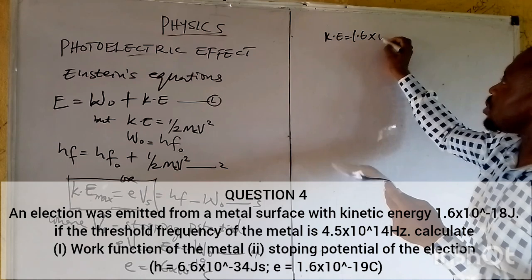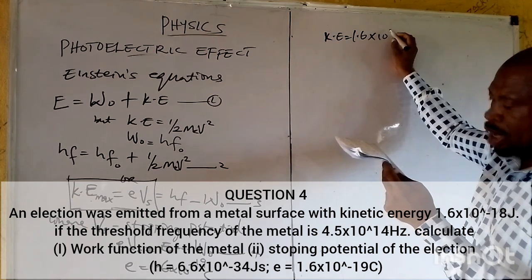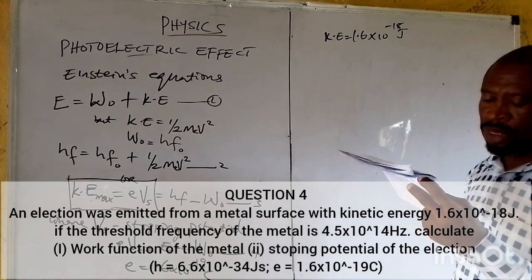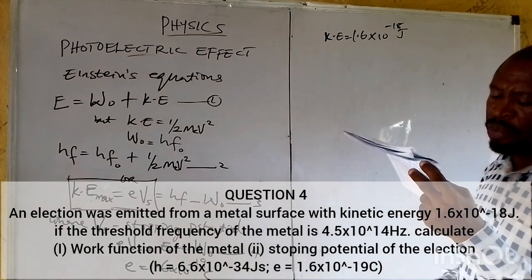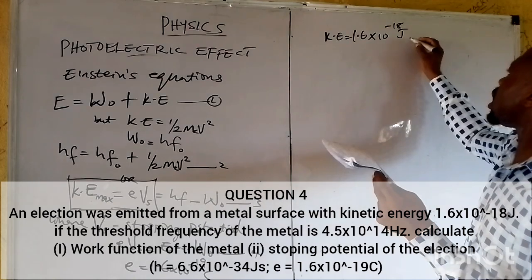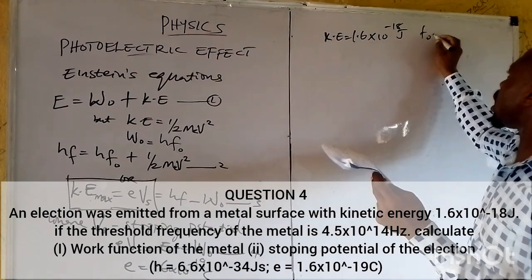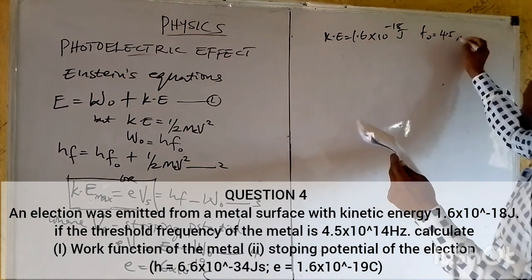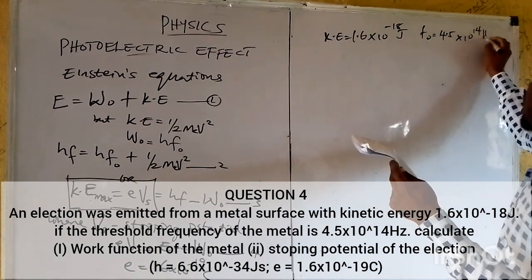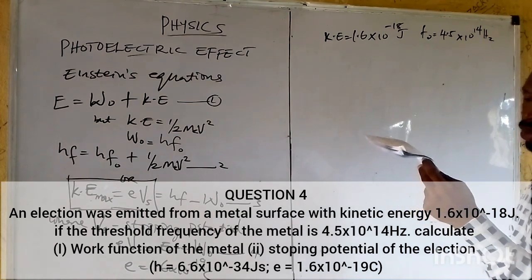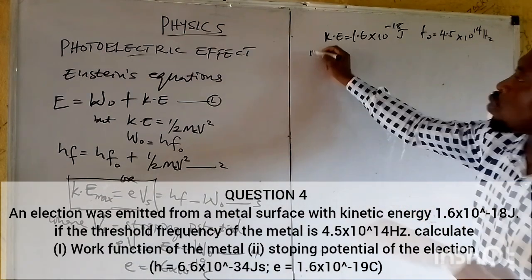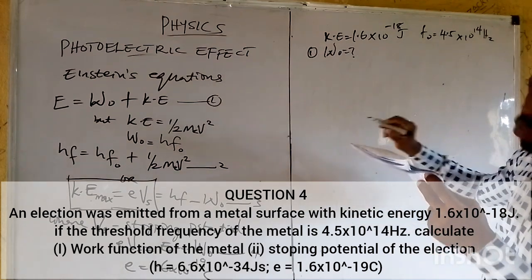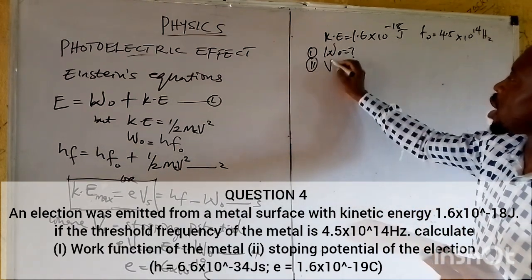1.6 times 10 raised to the power minus 18 joules. If the threshold frequency of the metal is 4.5 times 10 raised to the power 14 Hz, calculate 1, the work function, and 2, the stopping potential.